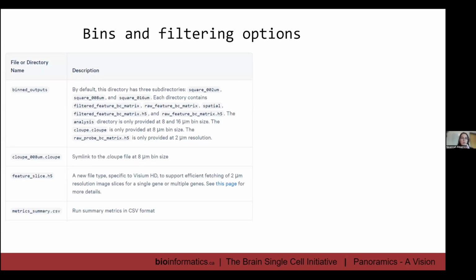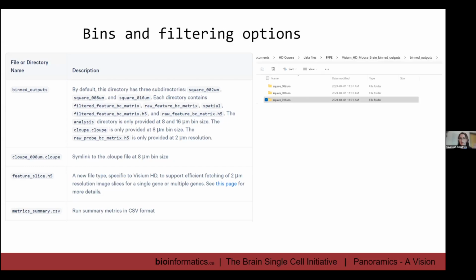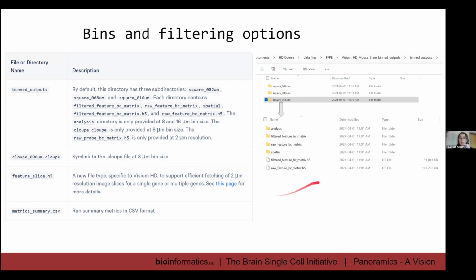Next up, you have your bin outputs. So now that we've decided that we want to use these 16 micron bins, I just want to highlight how the data is structured if you are to download it. Within the 16 micron bin folder, you see a number of different file types.